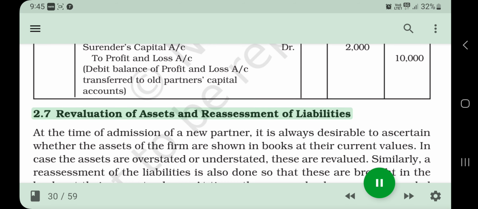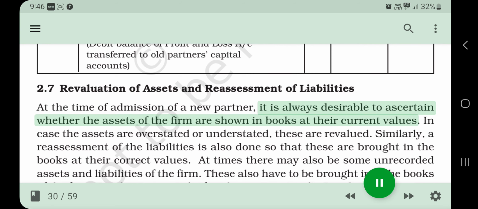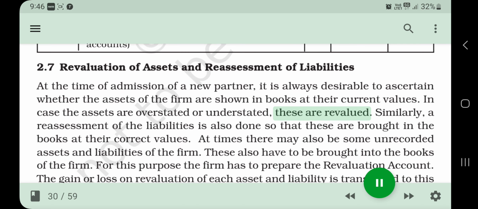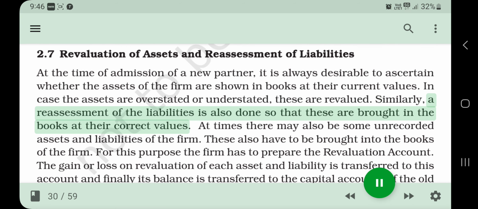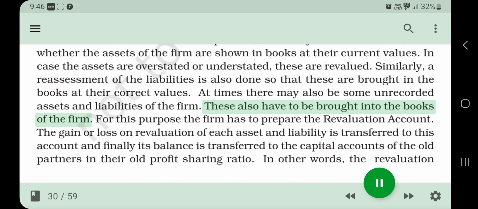Revaluation of assets and reassessment of liabilities. At the time of admission of a new partner, it is always desirable to ascertain whether the assets of the firm are shown in books at their current values. In case the assets are overstated or understated, these are revalued. Similarly, a reassessment of the liabilities is also done so that these are brought in the books at their correct values. At times there may also be some unrecorded assets and liabilities of the firm. These also have to be brought into the books of the firm.